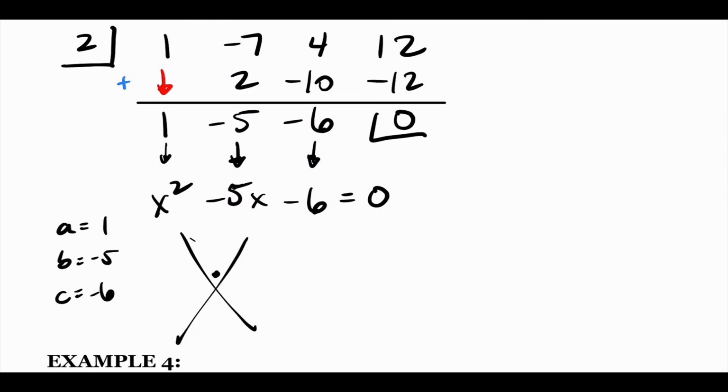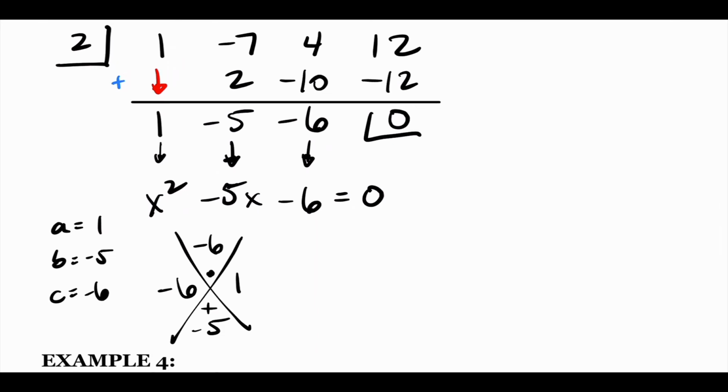So I get a negative 6 and a negative 5. So I've got to find out the two numbers that multiply to be negative 6 and add to be negative 5. Negative 6 and positive 1. Then I go to the box.